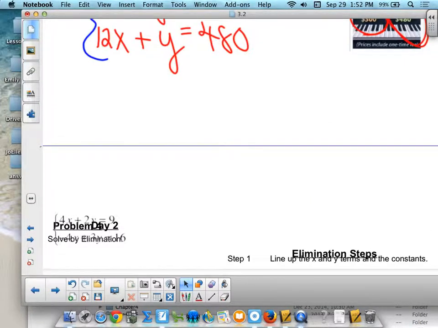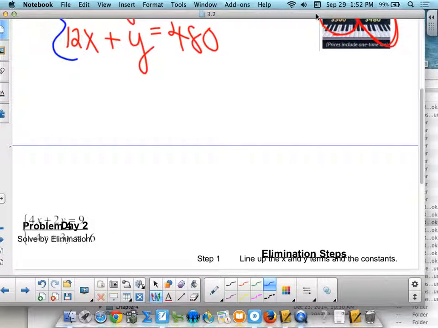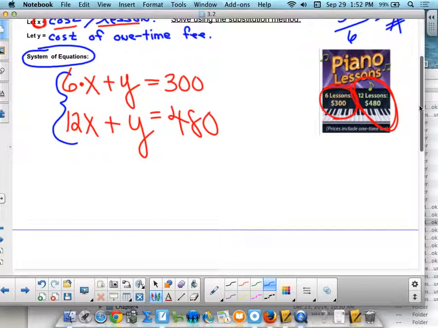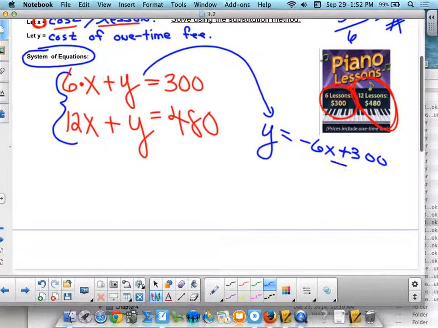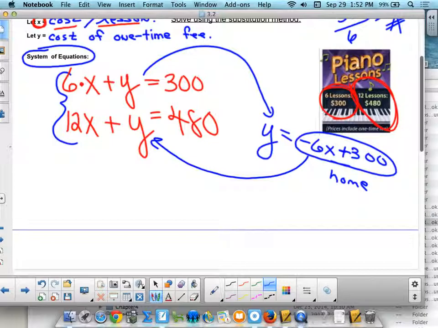Nick, did you get it right too? Yeah. Okay. Here's what I'm gonna do. I'm gonna solve for y on top. Move the 6x over, it becomes this. We'll plug this in for y, because that's what y equals. And it would read 12x plus what?